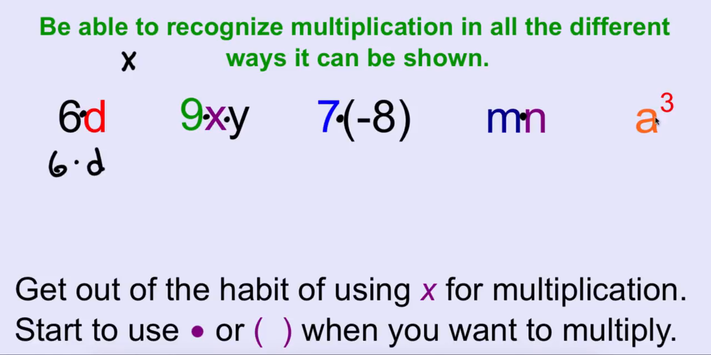When we see our exponents, remember that's code for you're going to multiply this base, this a, 3 times. So this is really a times a times a. But when you're writing it out, we really want to start to see you use that dot, or even better, start to use parentheses to show multiplication. Get out of the habit of using that x. We don't want to use x anymore because we don't want to be confused about whether it's a variable or a multiplication sign.